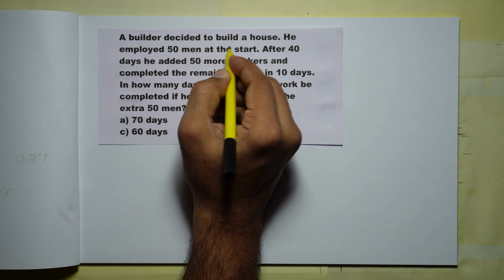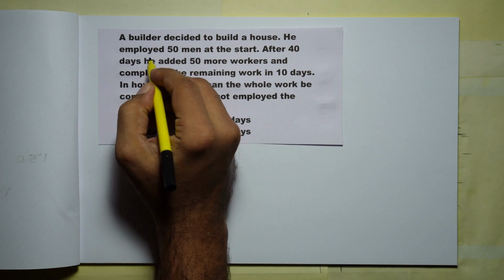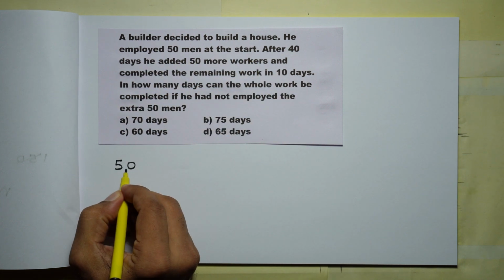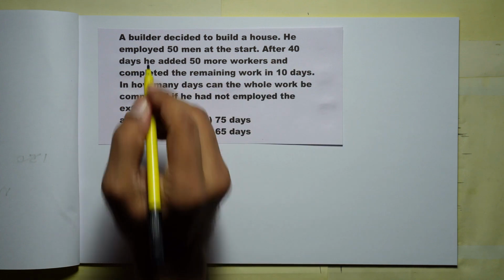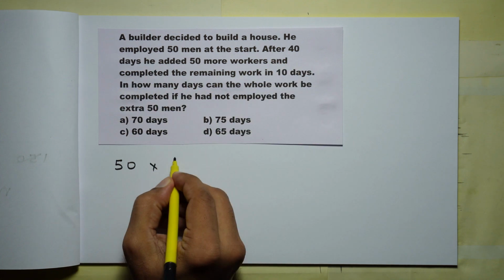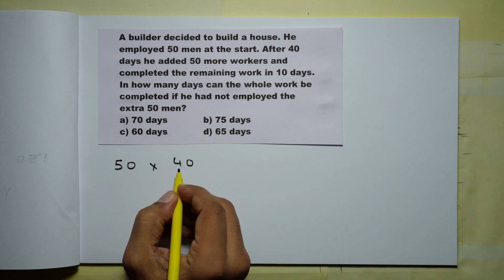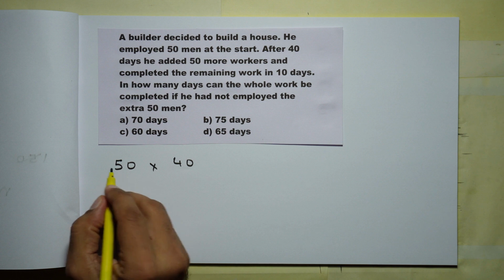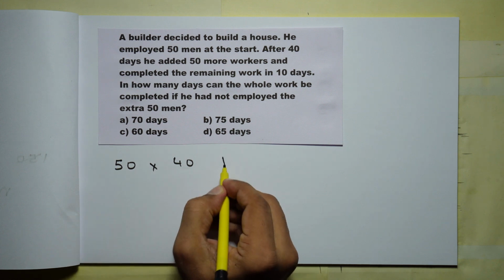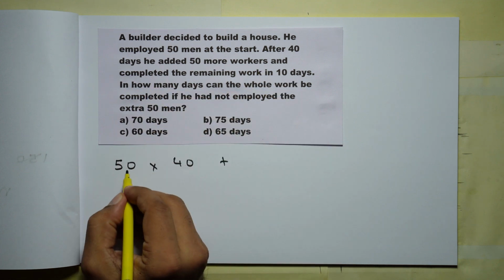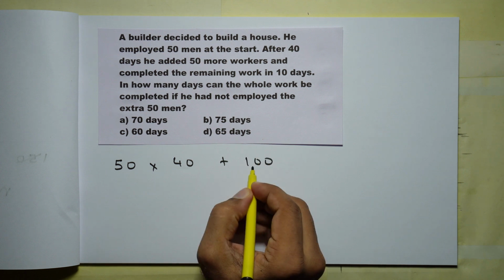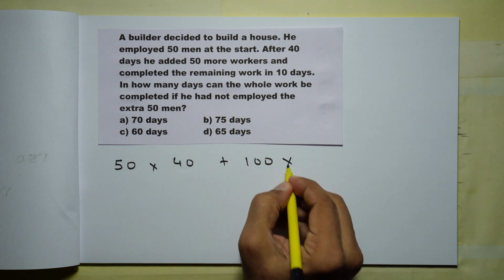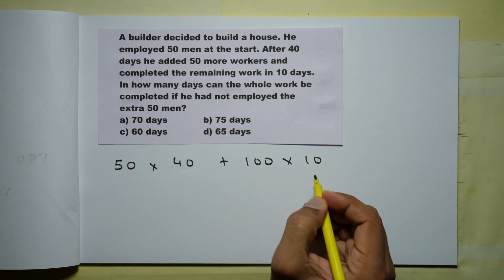A builder decided to build a house. He employed 50 men at the start. So originally there were 50 men. After 40 days means initially the 50 men work for 40 days. Then he added 50 more workers. So originally there were 50 and then he added an extra 50. So 50 plus 50, now there are 100 men and completed the remaining work in 10 days. So remaining work was done in 10 days.